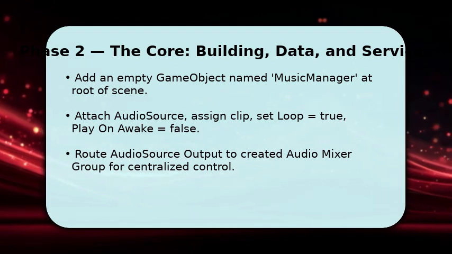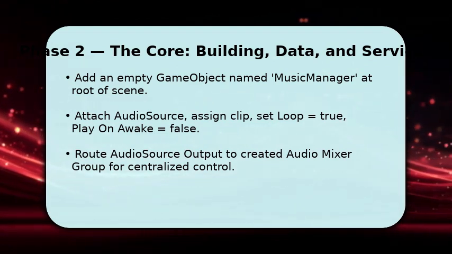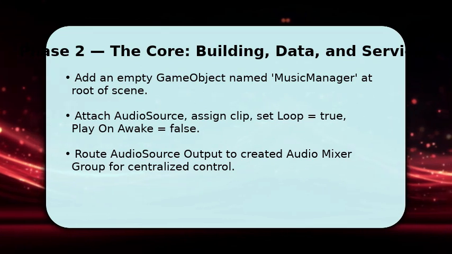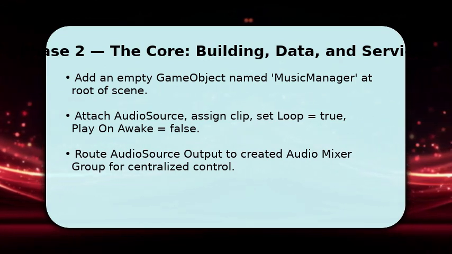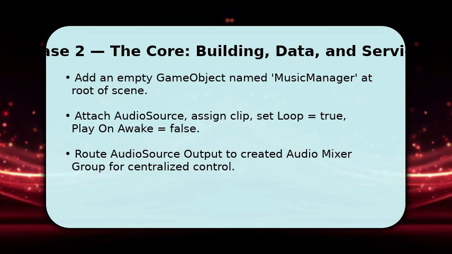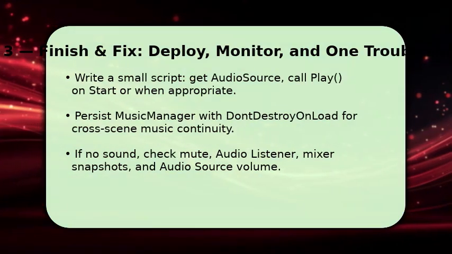Make sure spatial blend is 0 for non-3D music. Finally, prepare a simple script to call audio source. Play when the scene is ready, which gives you predictable playback control. Finish by scripting playback and persistence.